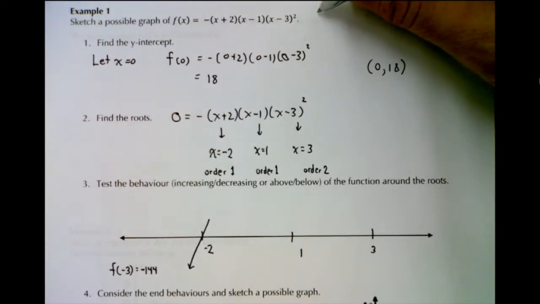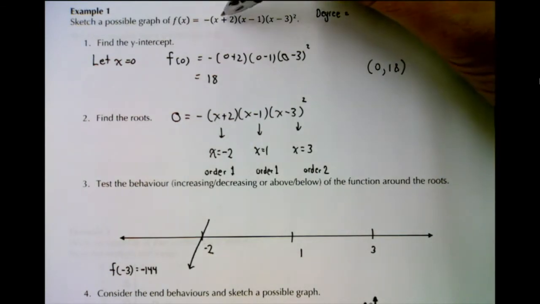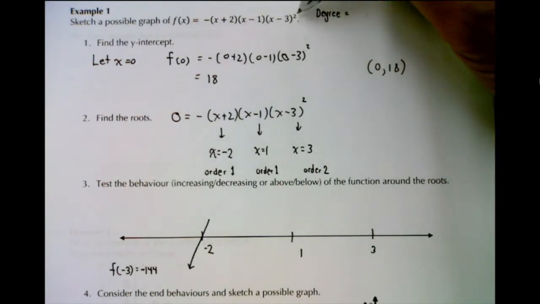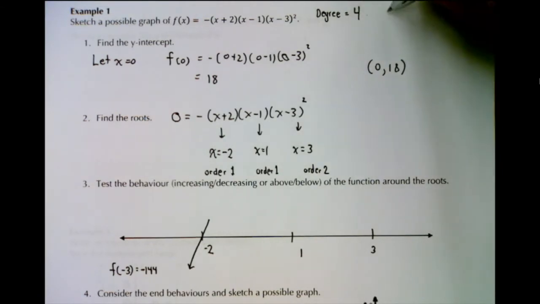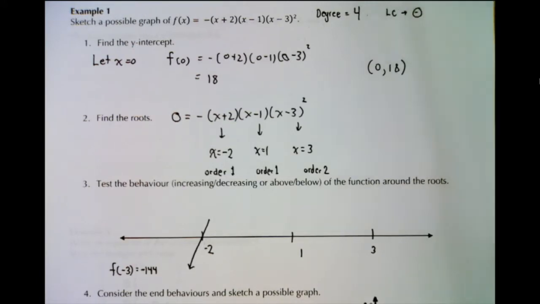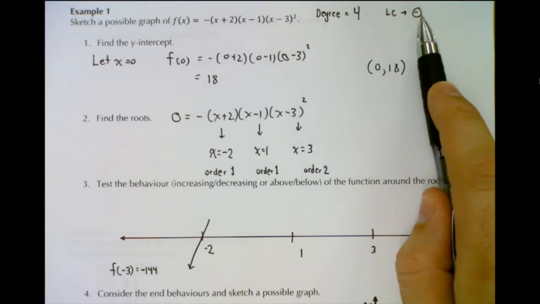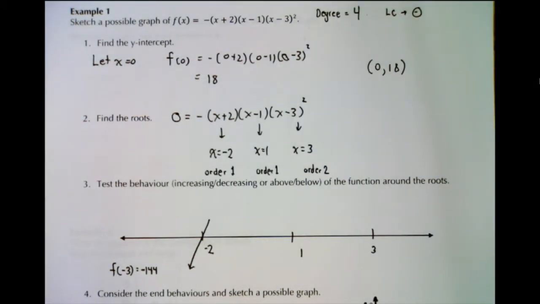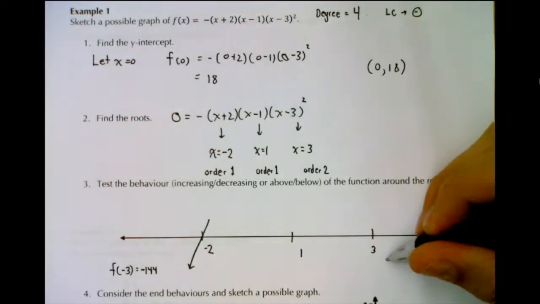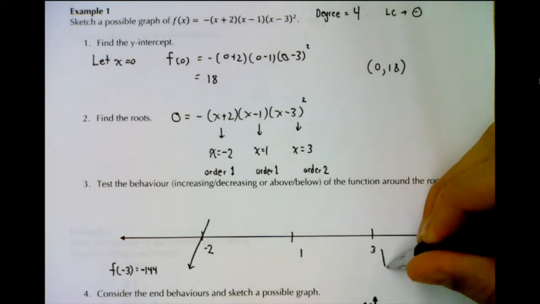If we go all the way up to the top, the degree is 1 plus 1 plus 2. If we add the orders, it's degree 4, and the leading coefficient is negative. What we know from our previous lessons is that when we have a degree 4 with a negative leading coefficient, we're opening down, or both end behaviors are pointed down.